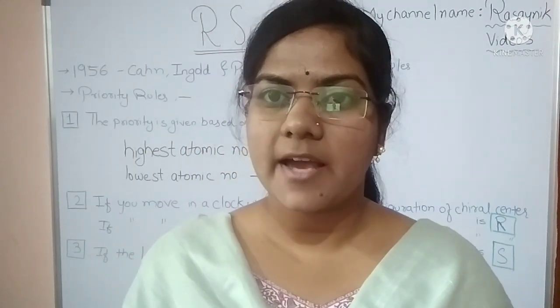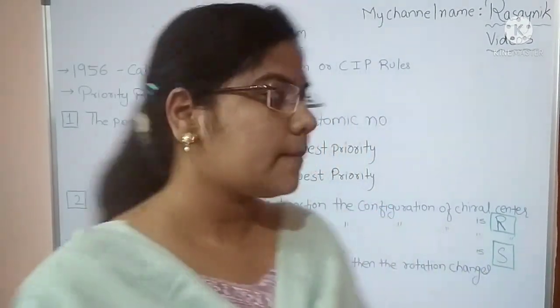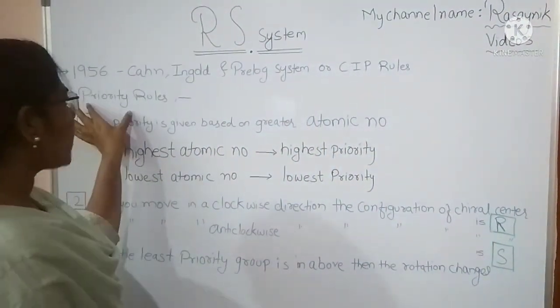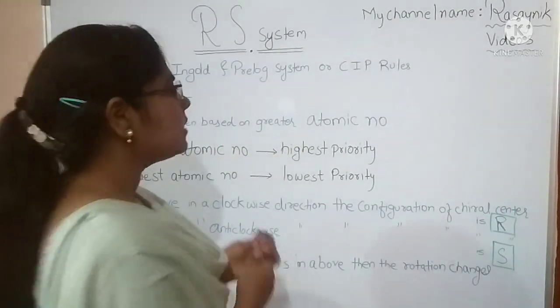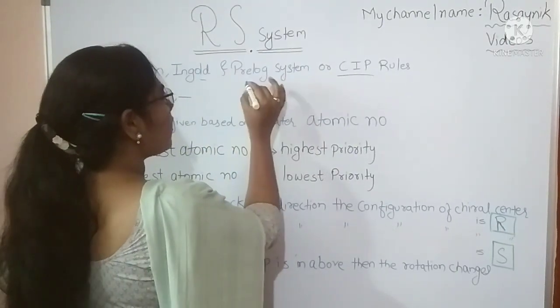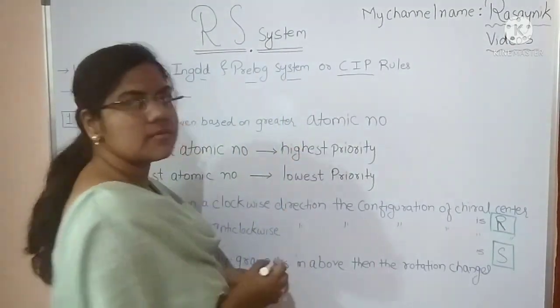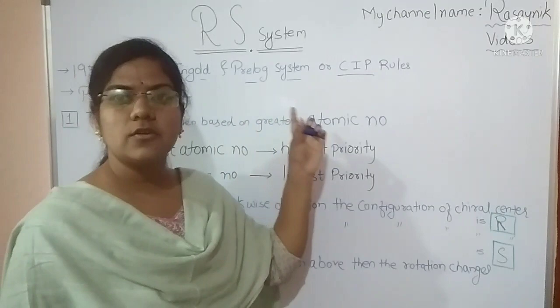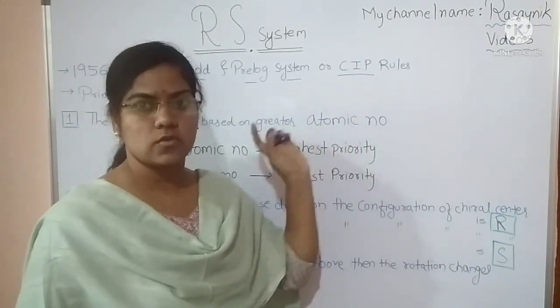Either it will be CIP rules or priority rules. So first is the priority rules, or we can say CIP rules. What is CIP? Cahn, Ingold and Prelog system rules. These are the names.